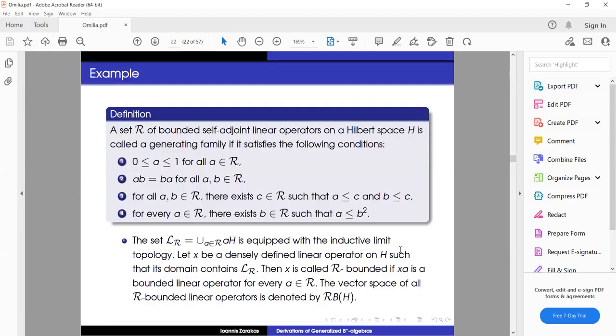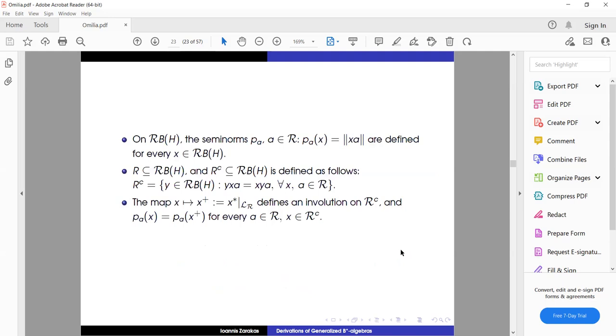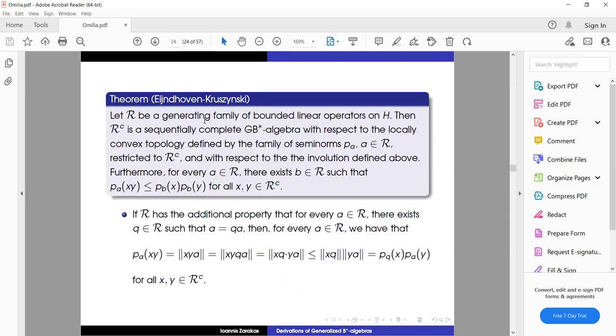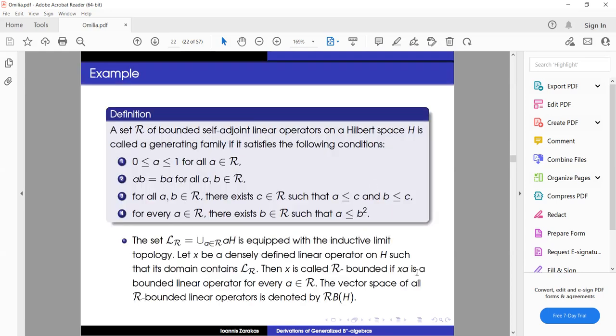With respect to the smooth Fréchet GB* algebra, the example comes from a paper of Dixon and Krusinski. And the setting is also quite natural because they want to build a GB* algebra. And to describe the GB* algebra that they built, we see this slide.